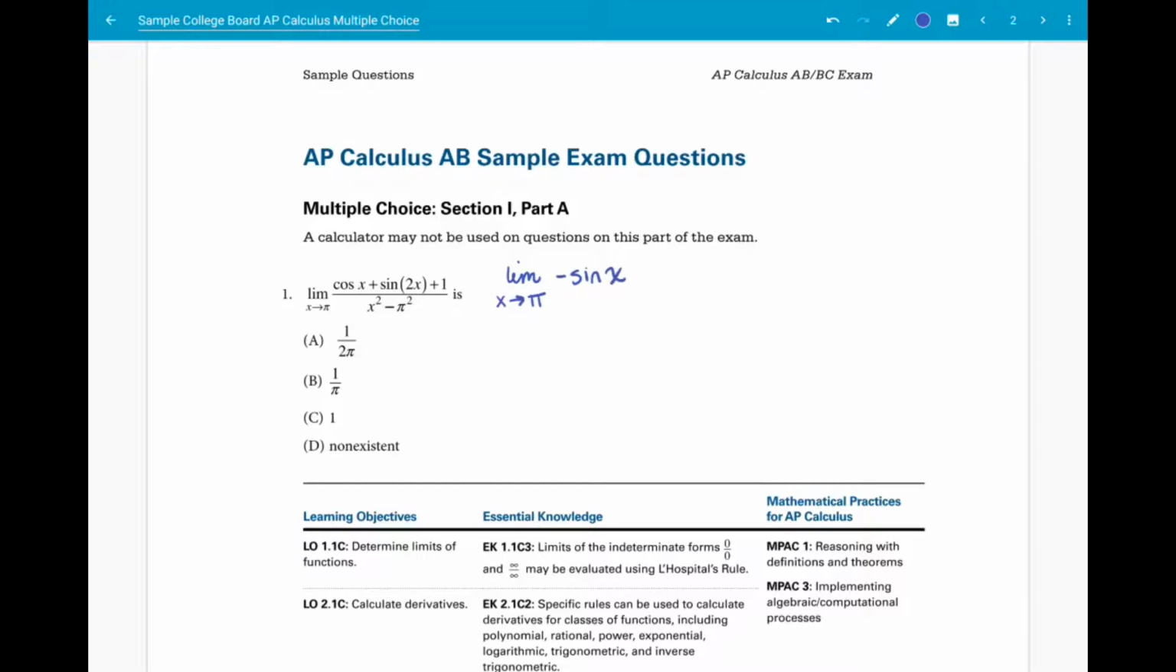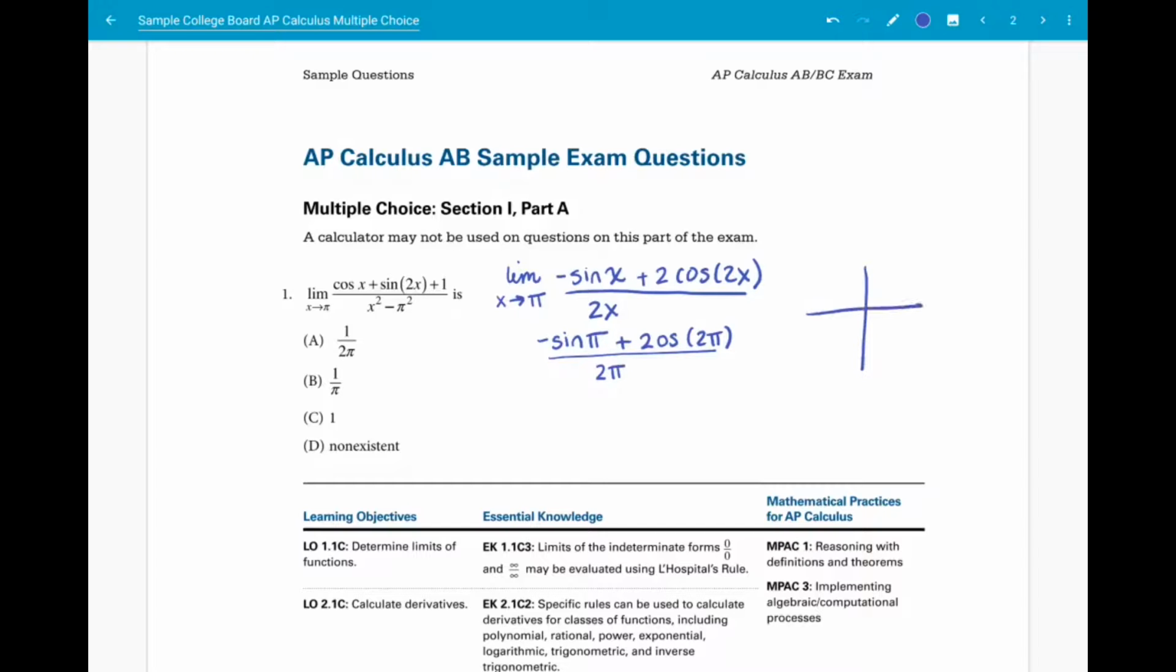And the derivative of sine 2x is 2 cosine 2x because we have to use the chain rule. The derivative of sine is cosine and the derivative of 2x is 2. The 1 just has a derivative of 0, x squared is 2x, and pi squared is 0. So let's see if we can directly substitute now. We have negative sine pi plus 2 cosine 2 pi all over 2 times pi.